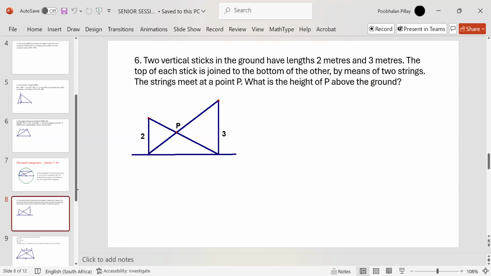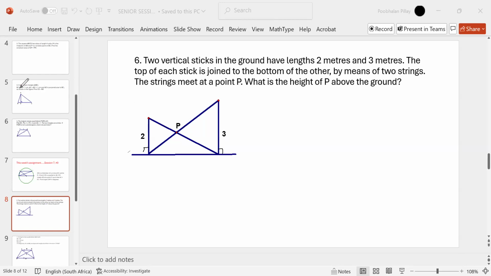Two vertical sticks in the ground have lengths 2 meters and 3 meters. Okay, so you've got a picture here. This is supposed to be the ground, and you've got a vertical stick, 90 degrees. Let's just record that. They're vertical. The top of each stick is joined to the bottom of the other by means of two strings. The string is joined here. This is another string. And the strings meet at this point P. What is the height of P above the ground?